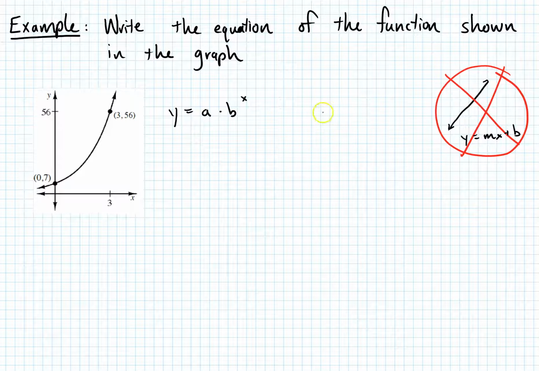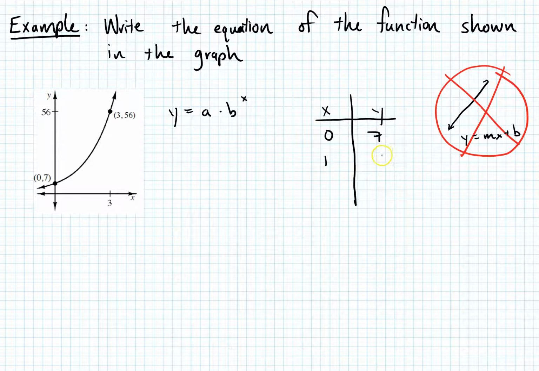Alright, now it always helps me to rewrite this into a table. So that's what I'm going to do. I'm going to write my first point, x is 0, y is 7. When x is 1, we don't know what y is. Same for 2. But when x is 3, y is 56. Now the trick here is, how do we find the multiplier? Because we can't use our shortcuts we've used so far.